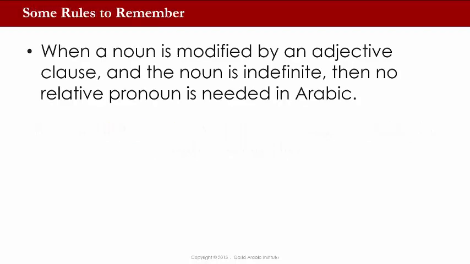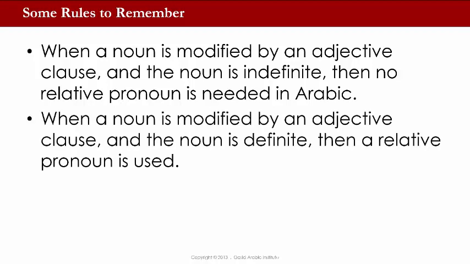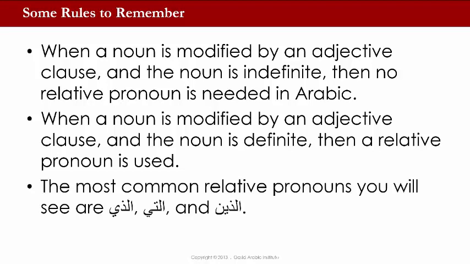Here we can now summarize some of what we've learned. When a noun is modified by an adjective clause and the noun is indefinite, then no relative pronoun is needed in Arabic. When a noun is modified by an adjective clause and the noun is definite, then a relative pronoun is used. And finally, the most common relative pronouns you will see are alladhi, allati, and alladhina.